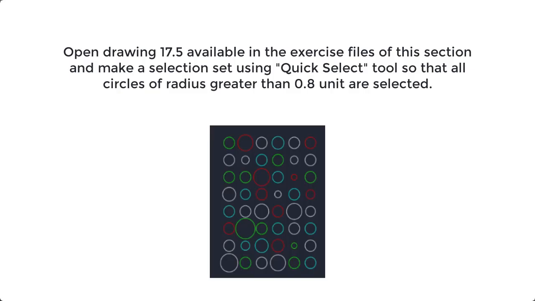Okay, so here is our question related to this module. You need to open 17.5 drawing, which is available with the sample file downloads, and in that drawing you will find lots of different circles which are placed in different layers and they have different radii. Now you need to make a selection set using the quick select tool in such a way that the selection set includes all of the circles of radius greater than 0.8 units.